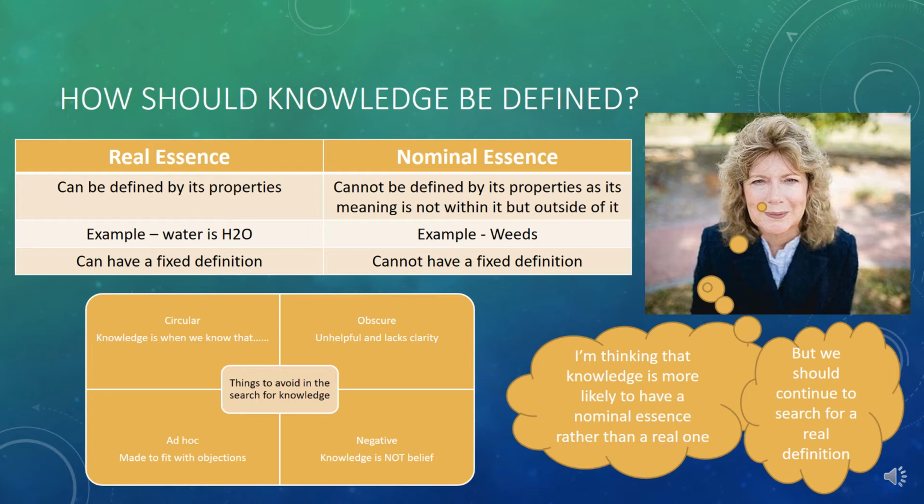Also, it shouldn't be obscure. So we shouldn't come up with some definition that is really unhelpful because nobody really understands it. Also, it shouldn't be negative. So we shouldn't say, well, knowledge isn't or is not a belief. So trying to define it in the negative, again, is not helpful. And also, and this one is really important for later in the course, it shouldn't be ad hoc. We shouldn't keep changing our definition to fit in with the problems that we might have. So it shouldn't be changed to fit with certain circumstances and situations.